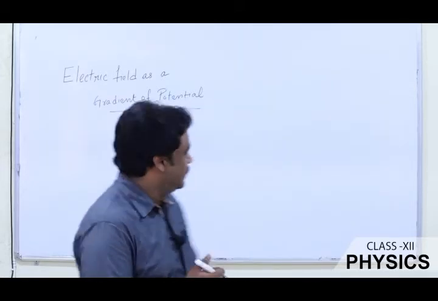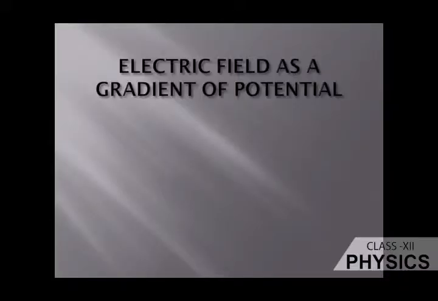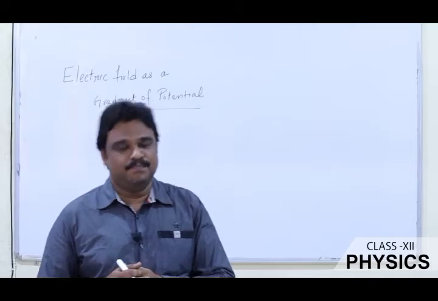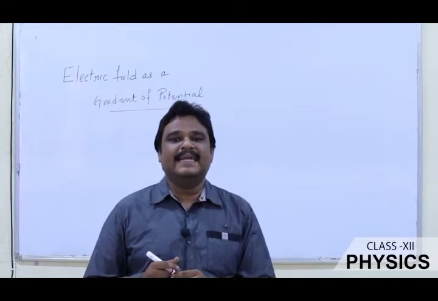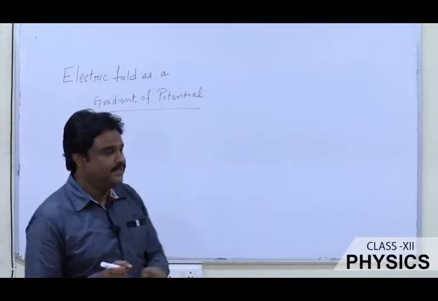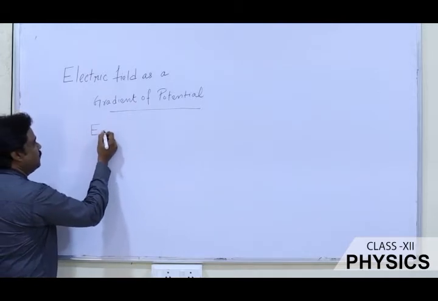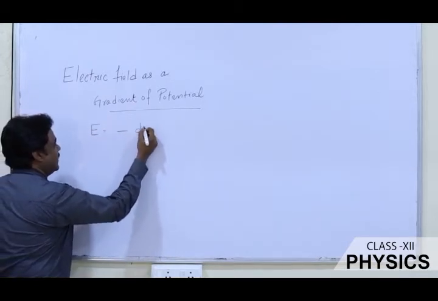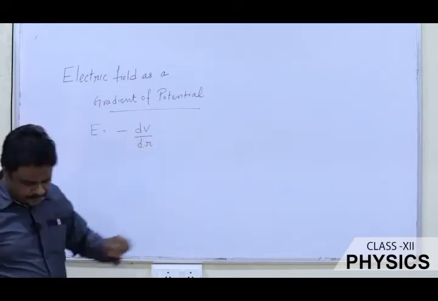The very first, I am going to establish the relationship between the electric field and potential. Mathematically we are going to show the electric field will be the negative gradient of potential. What I am going to prove here is electric field will be equal to the negative of potential gradient, that is, I am going to write it as dV by dr.